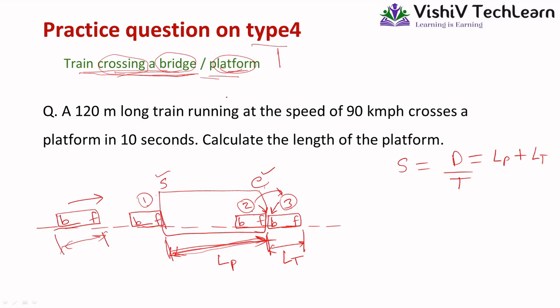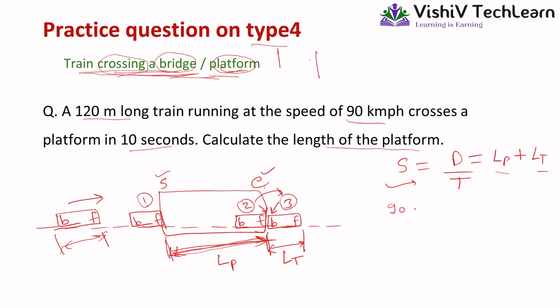In the previous case, to cross a pole, the pole itself has no such length. It is a line itself, just a single line, and that's why we didn't cover the length of the pole, unlike here, where we are covering the length of the platform. So this is just a modification in this type. Other things will remain the same. Speed is given, time is given, and length of the train is also given. We have to calculate the length of the platform. So let's put in the values so that you will understand it better.